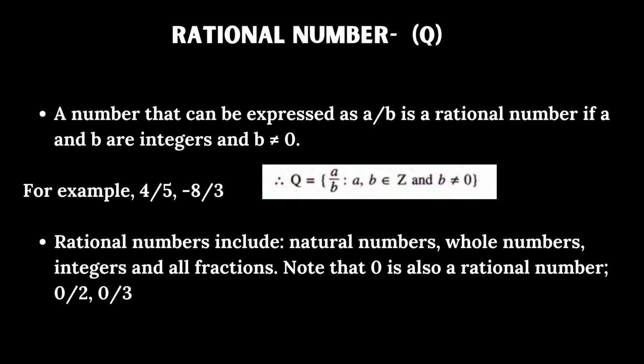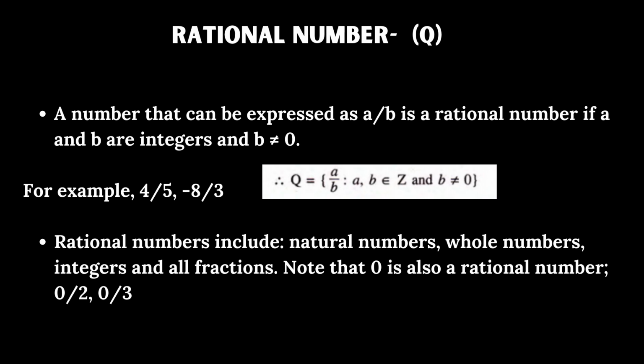So moving on, what is a rational number? I know a lot of you might know what a rational number is. You must have learned it earlier in your smaller classes. Well, a rational number is represented by the capital letter Q, and it is a number that can be expressed as A by B. It can be a fraction, natural numbers, whole numbers, integers, all of that sort. And here A and B are integers and B is not equal to 0.